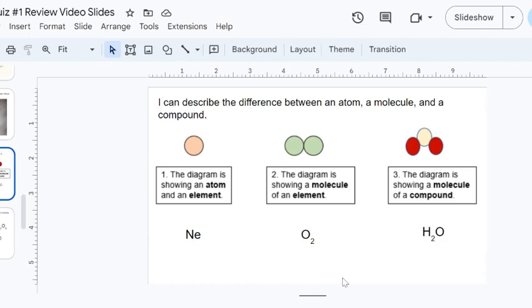If we wanted to show a molecule, we would have a diagram like this. We would have to have at least two atoms that are bonded together. A picture would show at least two circles that are touching to show they're bonded together.